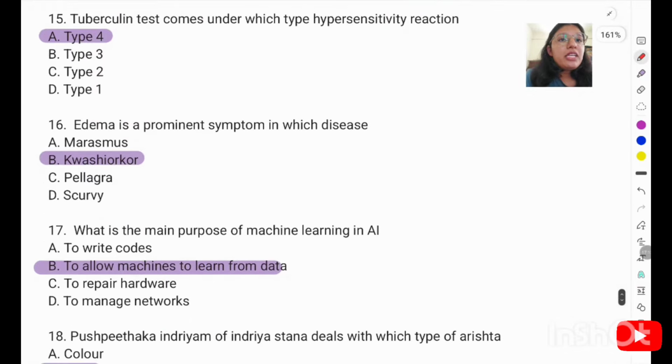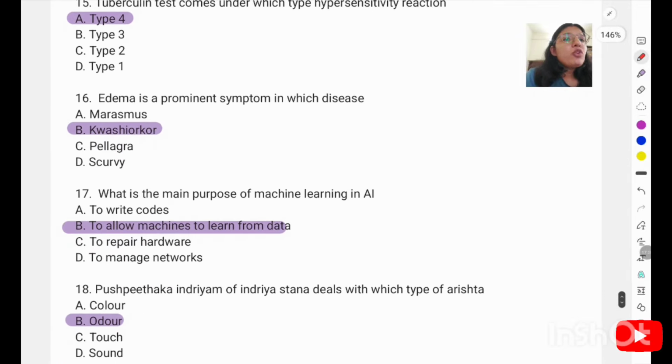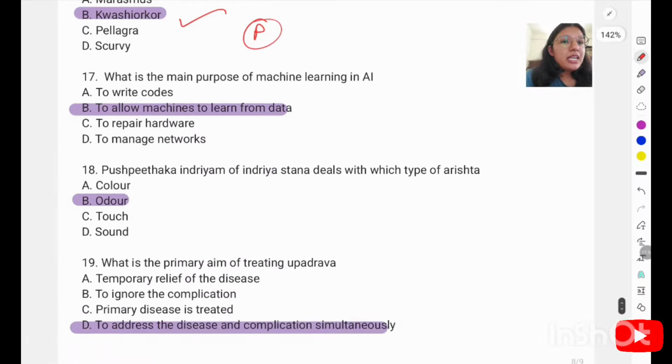The tuberculin test comes under which type of hypersensitivity? Actually it is type 4, delayed hypersensitivity. Edema is a prominent symptom in which disease? Edema is prominent in Kwashiorkor, because they have protein deficiency but some edema. In marasmus, they are severely emaciated. What is the main purpose of machine learning in AI? To allow machines to learn from data.